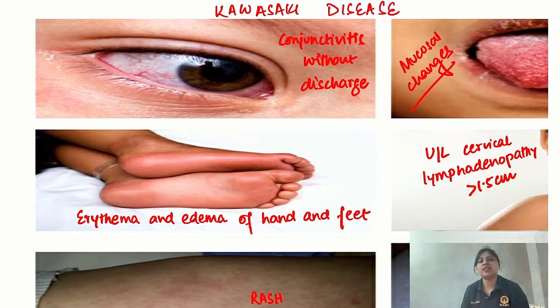This disease is named after Tomisaku Kawasaki. And remember two one-liners from Kawasaki disease. It is the most common cause of vasculitis in India. Most common cause of vasculitis in hospitalized children. Majority are less than 5 years of age. It is the second most common cause of vasculitis in the world. Second only to Henoch-Schönlein purpura.